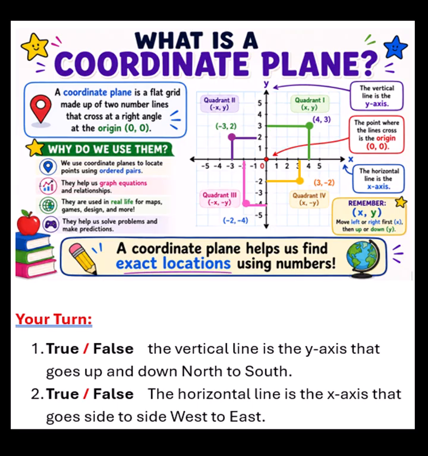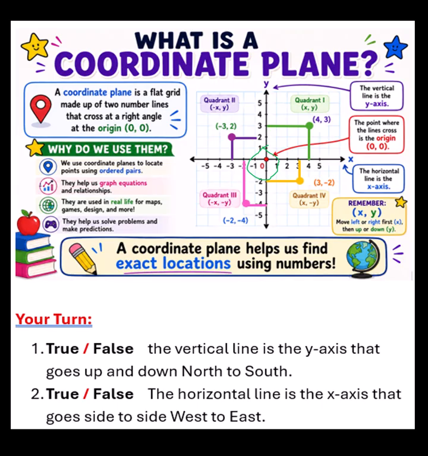The point where the lines cross is the origin, 0, 0. Both lines cross right there. They both start at 0. That's 0 on the x-axis, 0 on the y-axis. So remember, move left or right first because the first one you're going to find is x. It's always first. And then move up and down on the y-axis to find y.